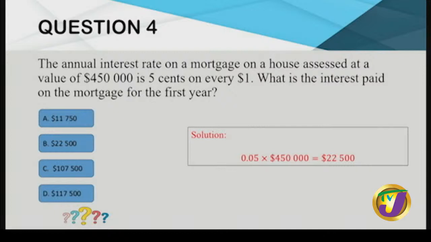So notice we are calculating the 5 cents off the value of the mortgage, which would give us 22,500. So the option there would be B. Yes.